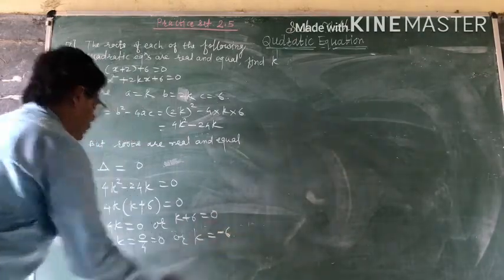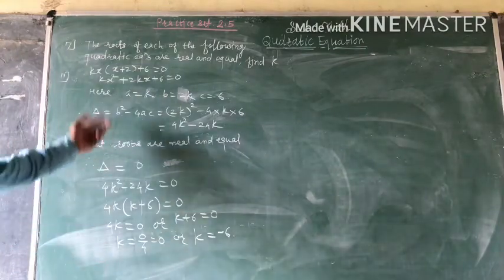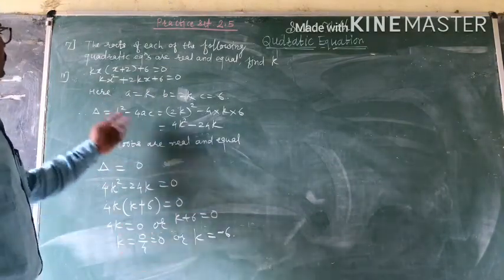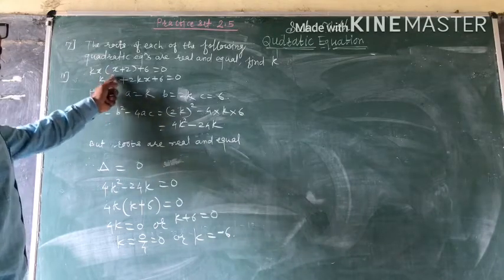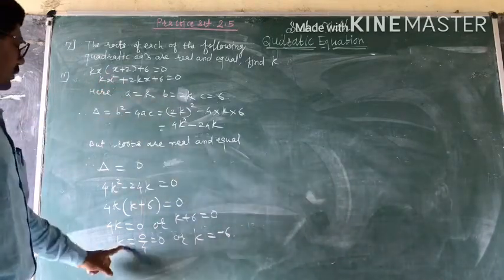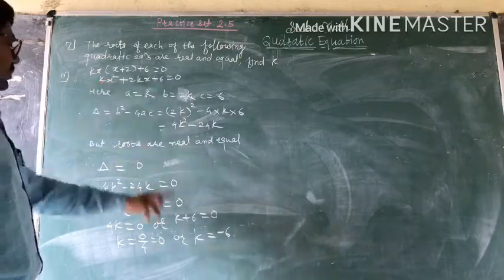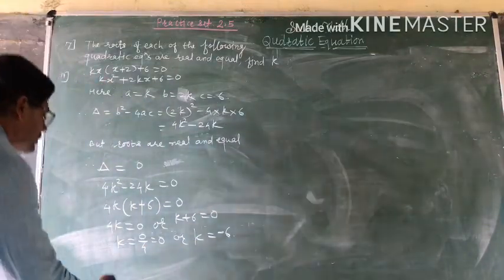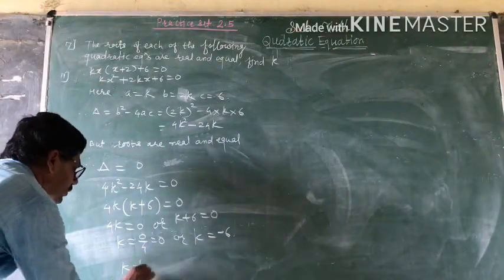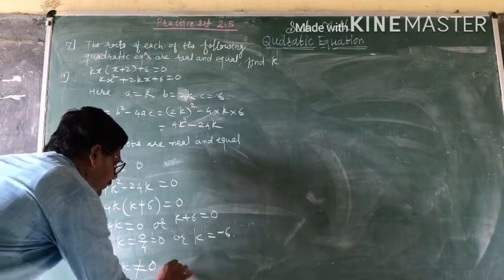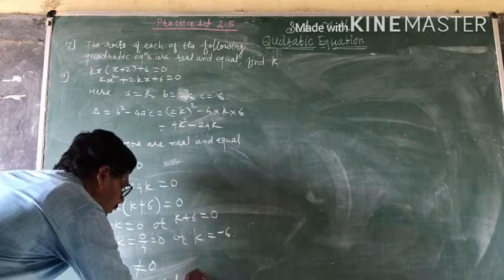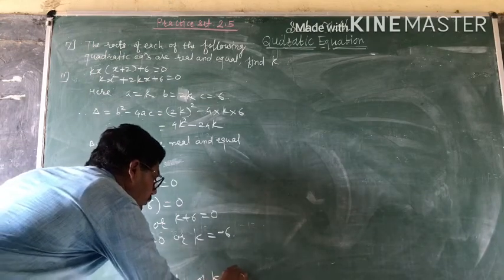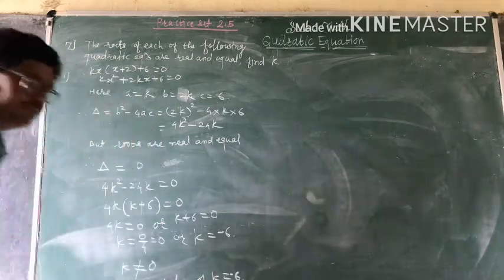Now if here in this example k is equal to 0, what happens? If k is equal to 0, then this term is also 0. Therefore k is equal to 0 is not acceptable. K is not equal to 0. This is not acceptable. Therefore the value of k is equal to 6.